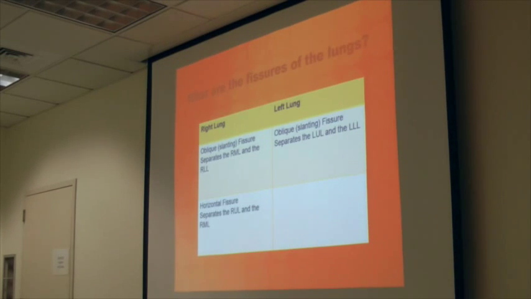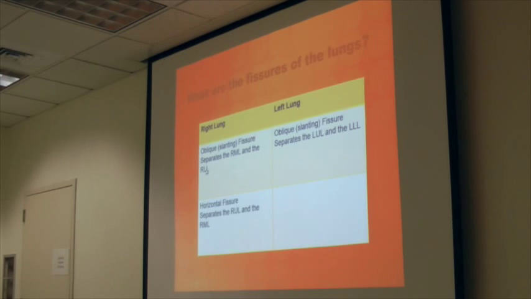So the right lung has 2 fissures and the left lung has 1 fissure. The right lung has a fissure that separates the right middle lobe and the right lower lobe, and it's called the oblique. It means a slanting fissure. So instead of being horizontal or vertical, it comes at a slant, and because of that slant, it's got the name oblique. So it's between the right middle lobe and the right lower lobe, and there's one on the left. Same thing? Nope, it's not the same, is it?